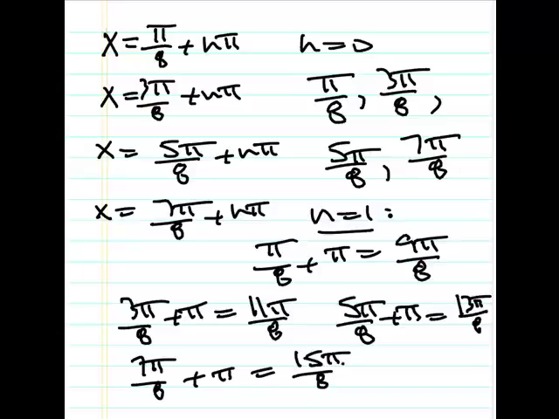So we have 8 solutions to this question. If n is 2, obviously those values will be greater than 2 pi, so we're not interested in those. So that's that one.